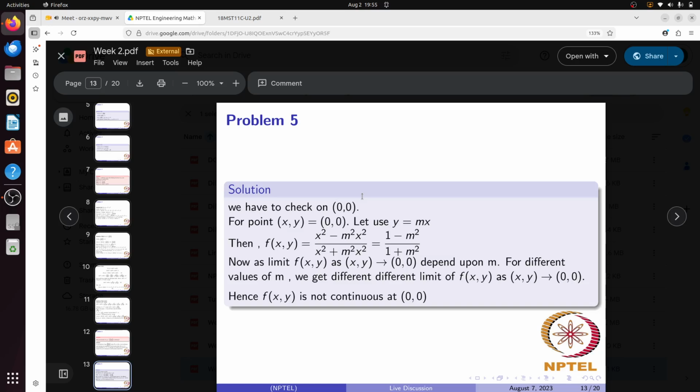So for the point (x, y) equal to (0, 0), we use the y equal to mx relation. Then f(x, y) equals (x square minus m square x square) by (x square plus m square x square), which becomes (1 minus m square) by (1 plus m square). Now as the limit of f(x, y) as (x, y) tends to (0, 0) depends upon m, for different values of m we get different limits of f(x, y) as (x, y) tends to (0, 0). Hence f(x, y) is not continuous at (0, 0).